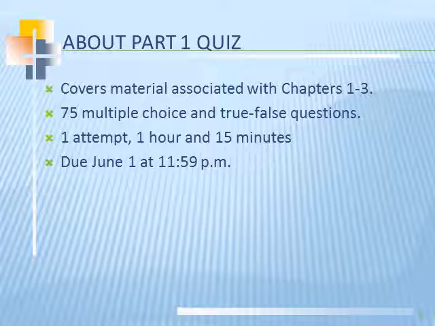You'll get one attempt. You'll need to complete the quiz once you've started it, and you get 1 hour and 15 minutes. Please don't go over that time unless you have made arrangements with Camille Osborne for extended testing time. Otherwise, we're going to have a problem. The due date is June 1st at 11:59 p.m. Central Time.